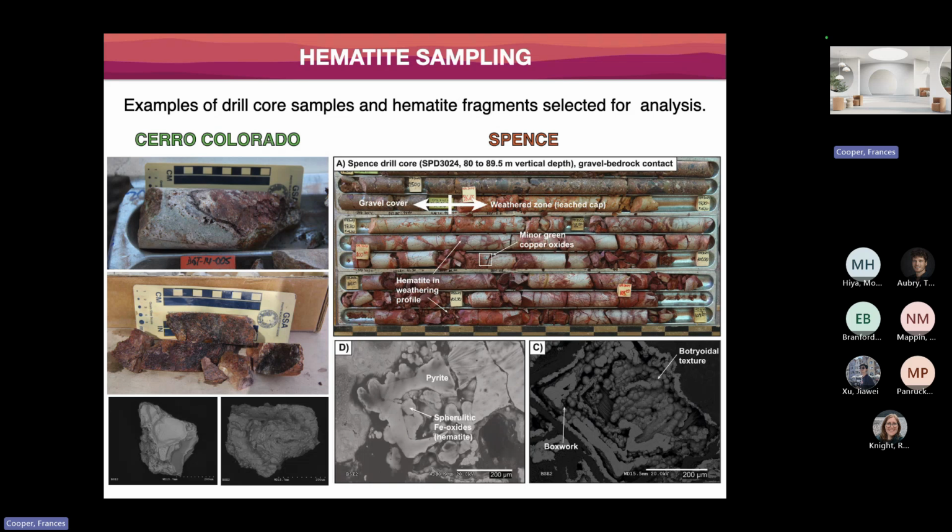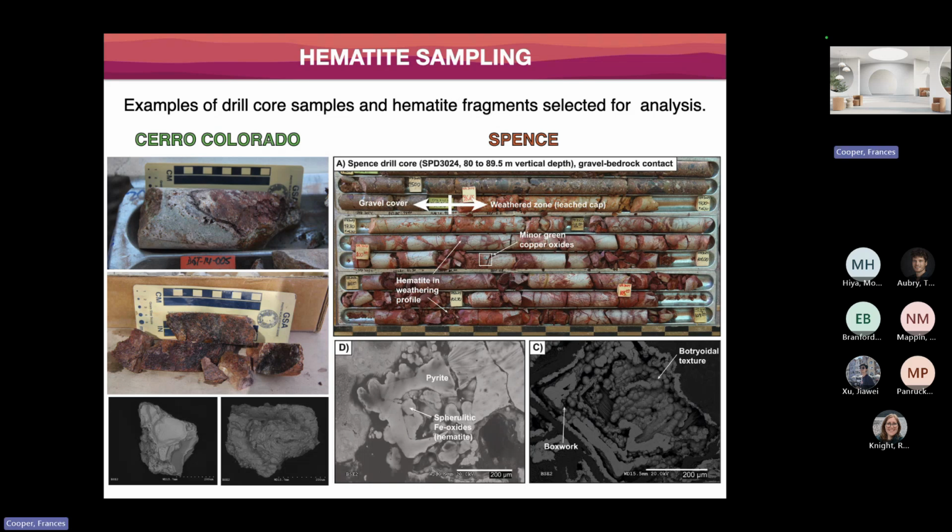And then from Spence, this is a photograph from above of some of the drill cores. You can actually see a transect down through the core. So we've got gravels here on top, and then you can see the end of the gravel cover. Then we're getting into the leached cap zone, the weathered zone. And you can see there's a bit of a mixture here. We've got some copper oxides mixed in with some of the hematite. Then we keep getting deeper, we're getting a little bit more hematite.